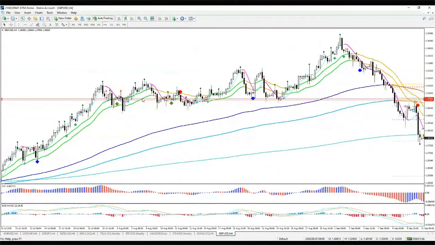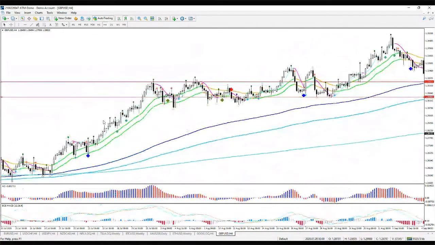But typically, you get pretty smooth breaks. Not always. Here you have a break of a fractal, and then you get a deeper retracement instead. So it's not a perfect world. But it's typically very useful info.